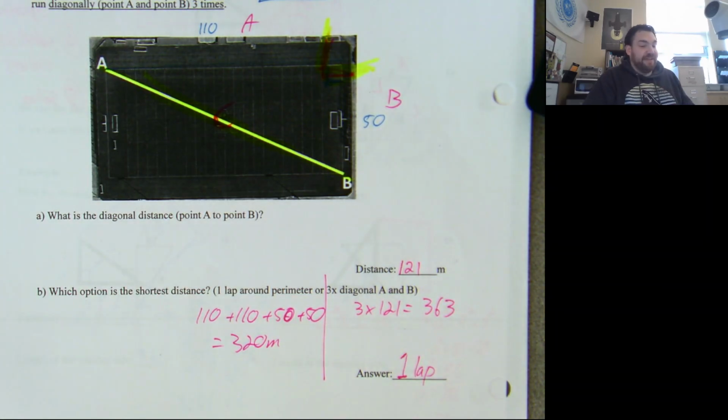To those of you who successfully completed that, congratulations. Flip the page.